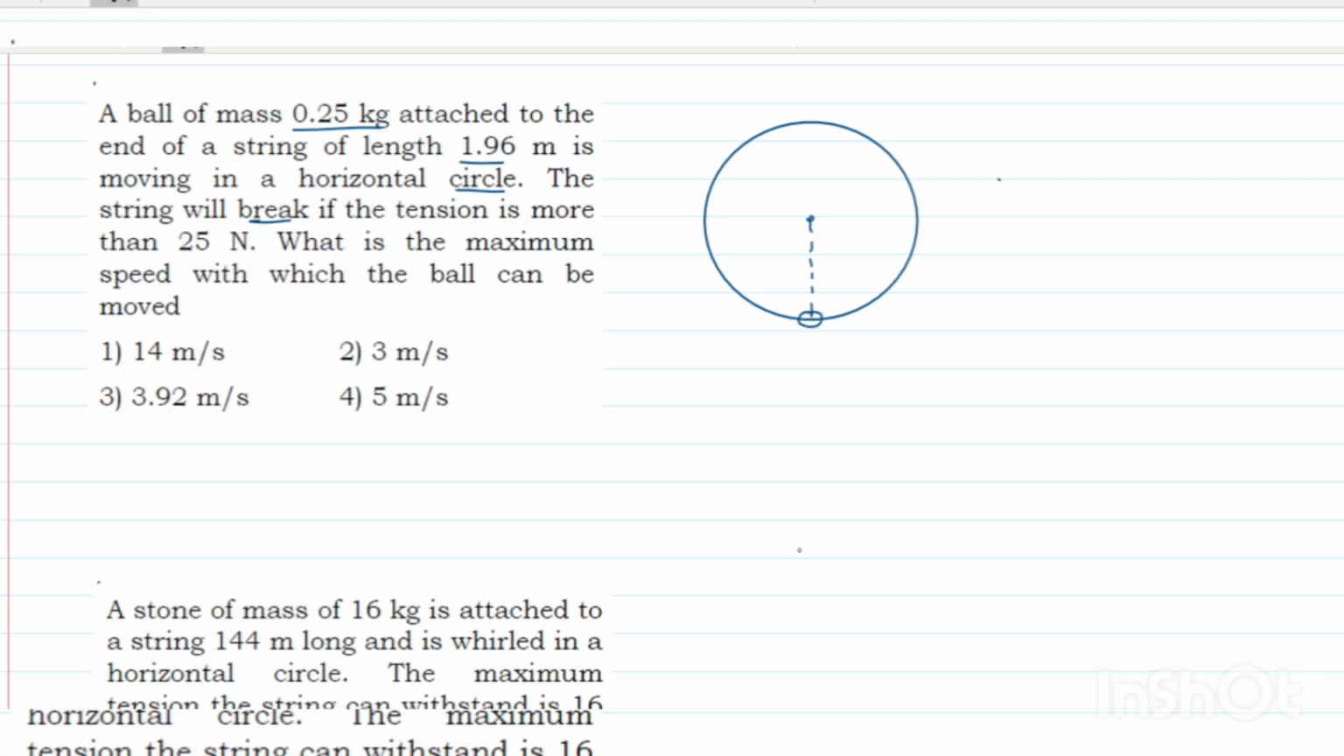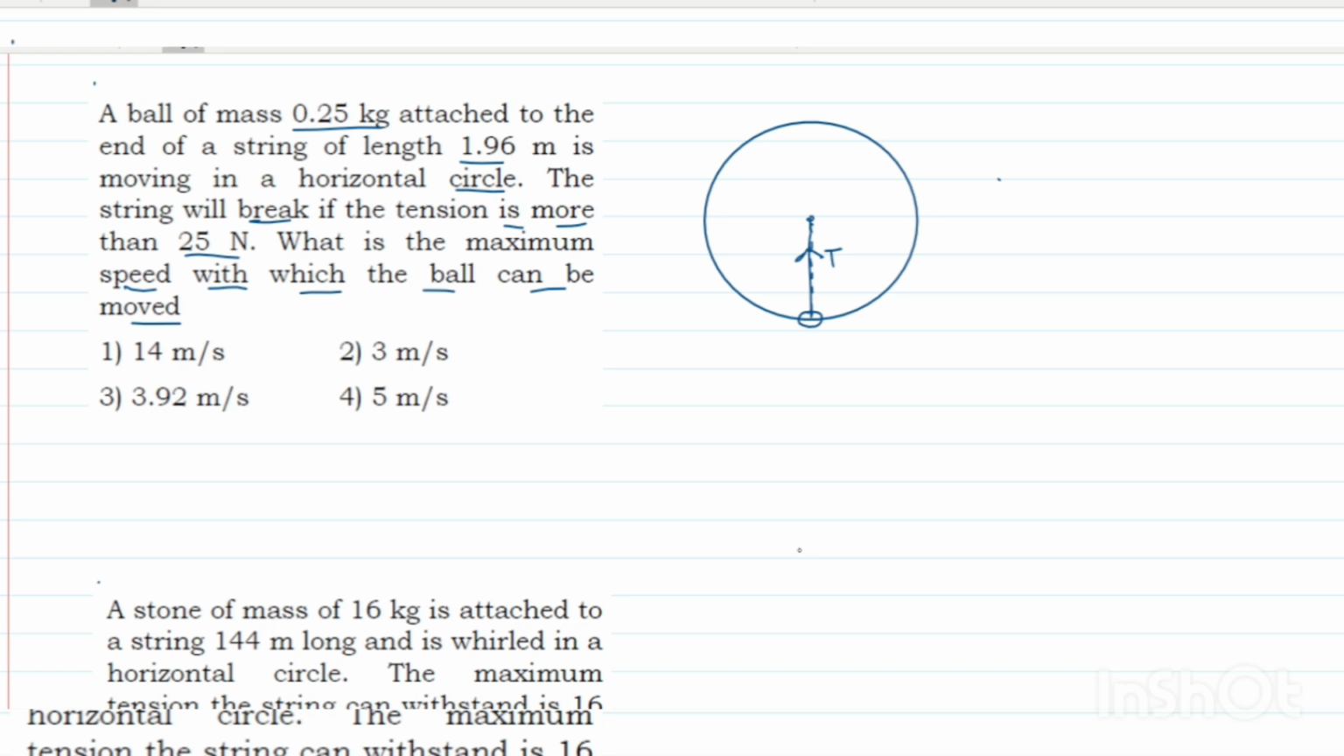The string will break if the tension is more than 25 newtons. So here this is a string, and this is the maximum tension force that is going to be acting, 25 newtons is given. What is the maximum speed with which the ball can be moving?